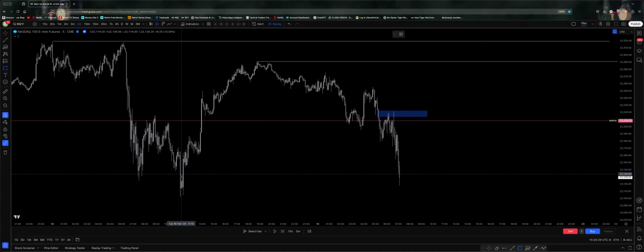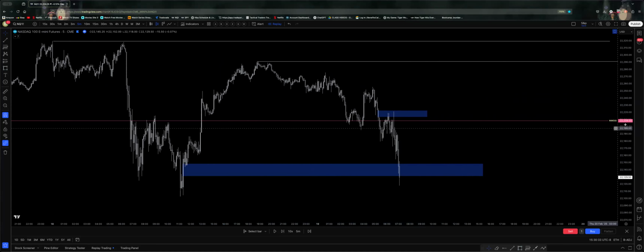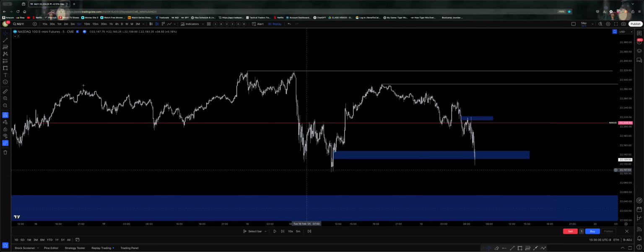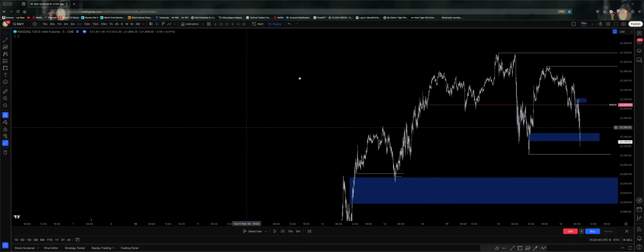So we have a fair value gap right here. This is what I'm looking for during this time. And then I'm marking this out in real time as it's happening. Like, could this be a target? Could that be a target? But we are in an uptrend on the bigger time frame, right? Uptrend on a bigger time frame.